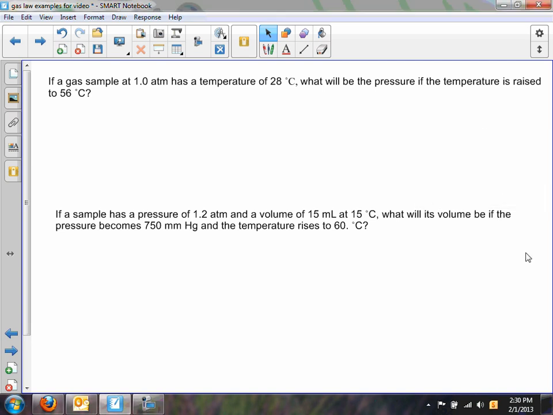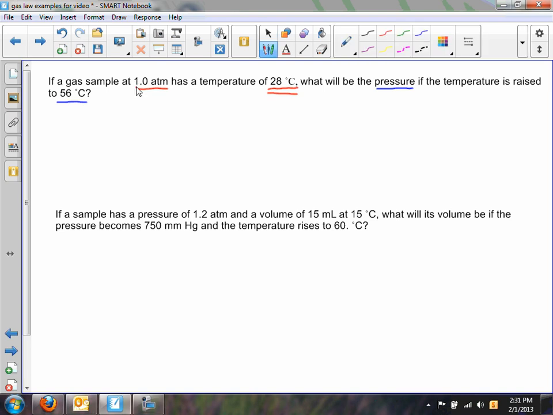We can solve Boyle's, Charles', and Avogadro or Gay-Lussac's law, all using the combined gas law. So if I look at this problem here, I've got a pressure of 1 atmosphere at a temperature of 28. And then the conditions change. I raise the temperature to 56, and I want to find the new pressure.